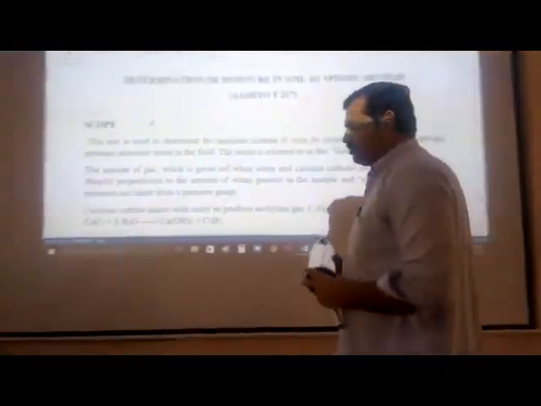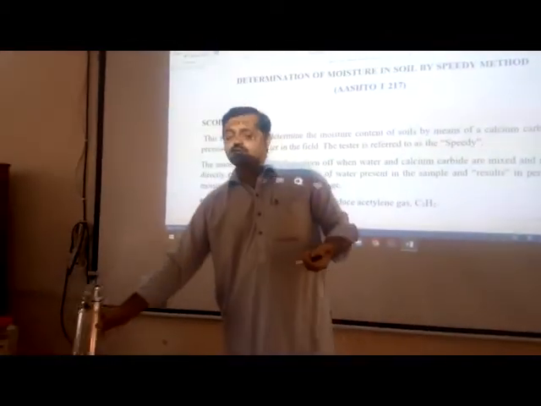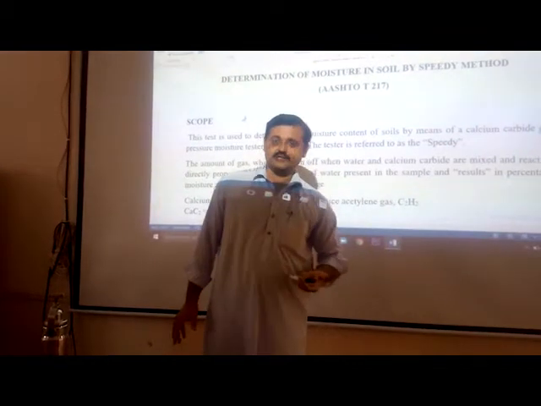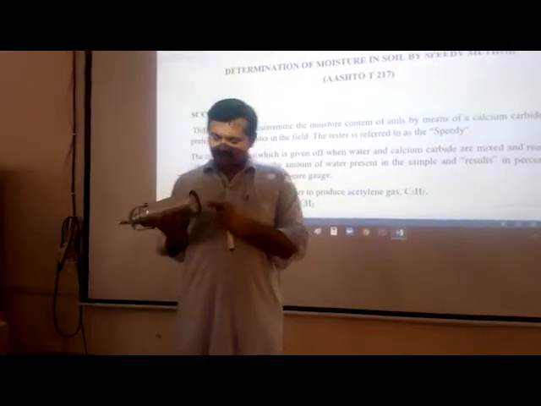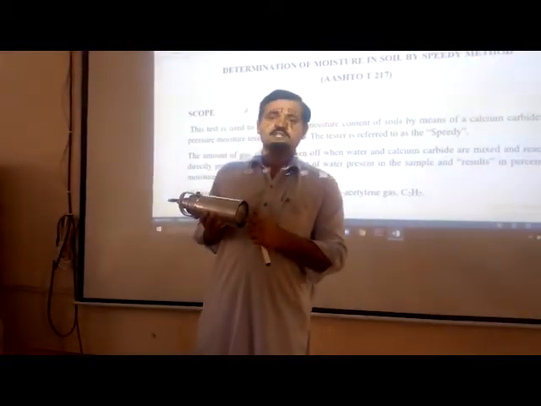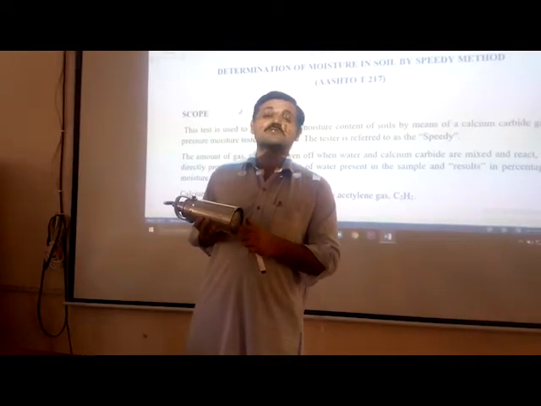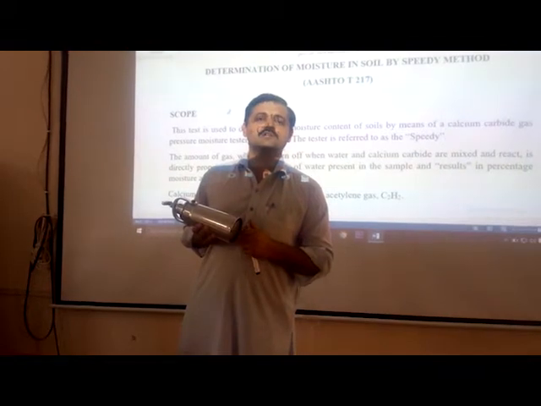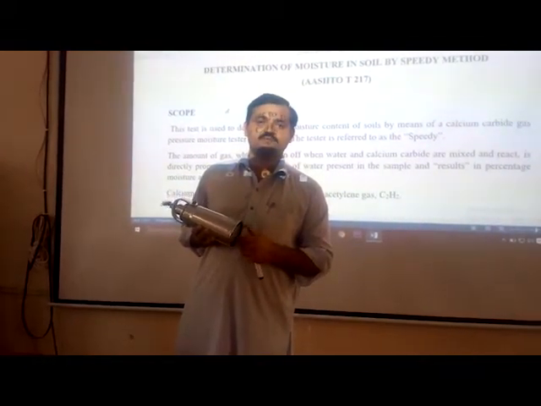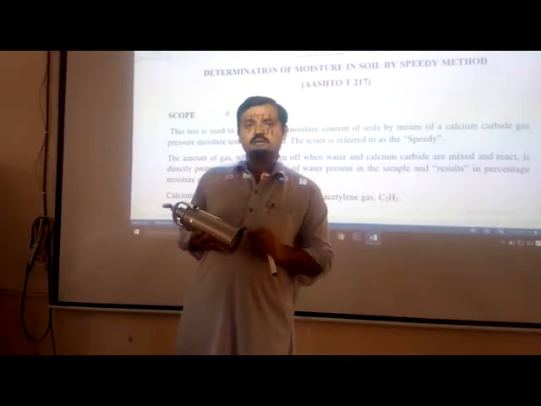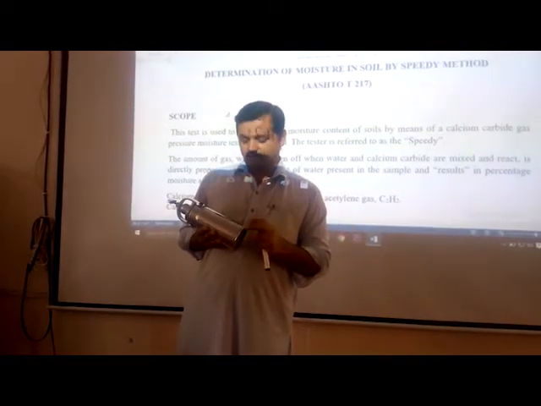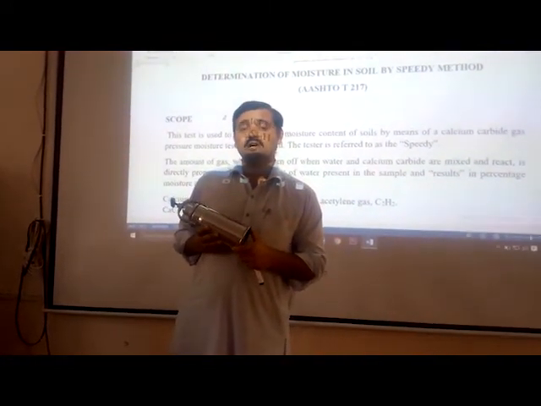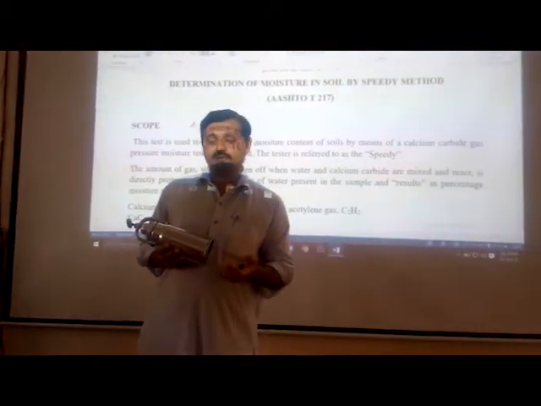The greater the pressure recorded by the speedy moisture tester, greater will be the amount of moisture present inside your soil sample. So that is the basic mechanism or principle of speedy moisture tester. It basically records water vapors in form of pressure, and gives us the amount of moisture present inside your soil sample.